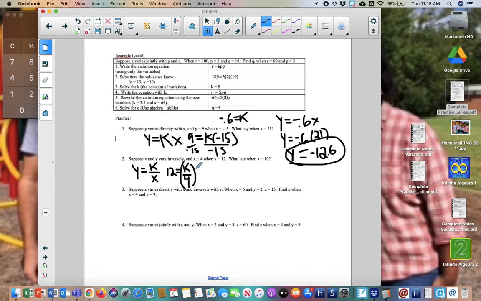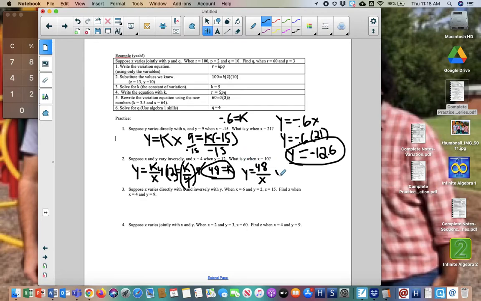So I'm going to go times 4 to both sides. When I do that, this cancels. 4 times 12 is 48 equals k. All right, so now I get my equation. Y equals 48 over x. Now it's going to give me either y or x, and I solve for the other one.